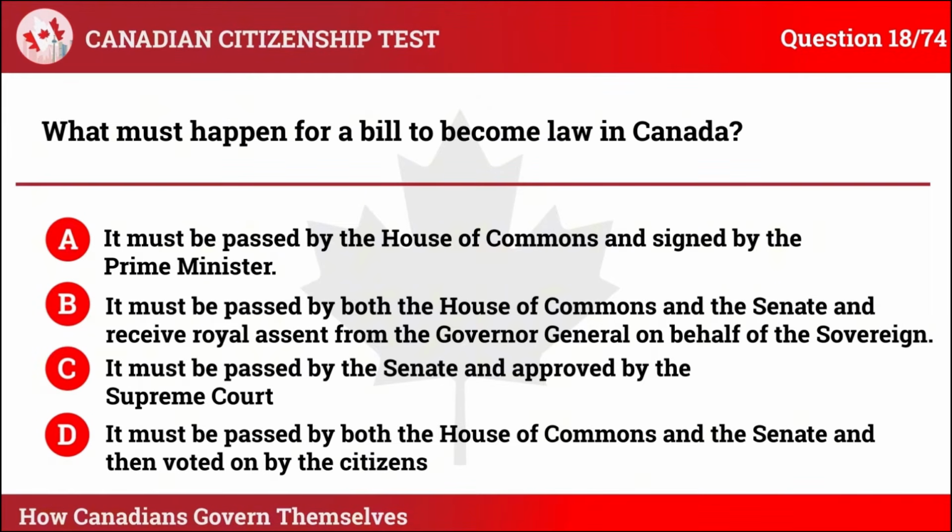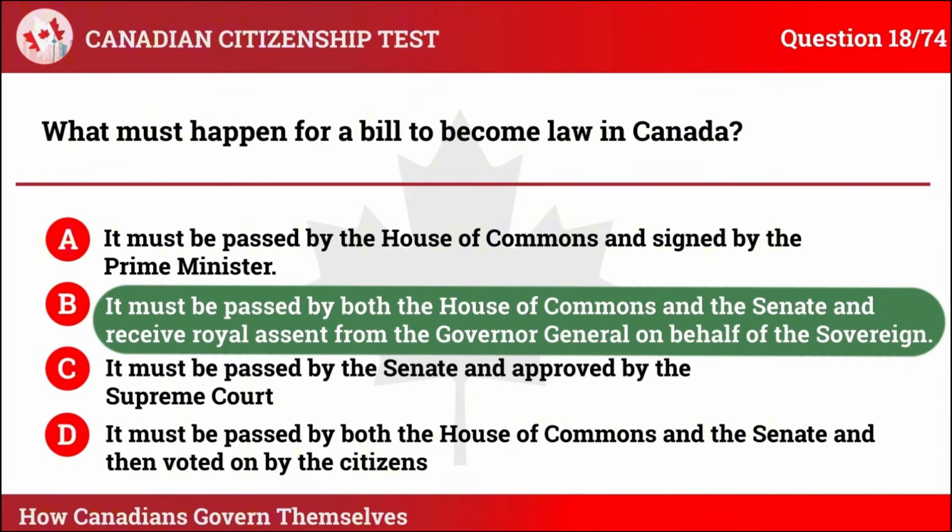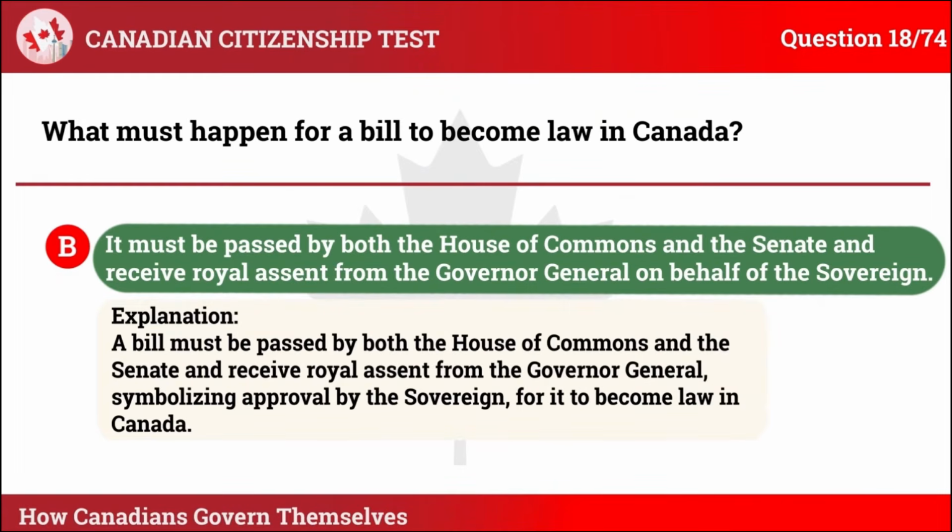The correct answer is B. It must be passed by both the House of Commons and the Senate and receive royal assent from the Governor-General on behalf of the Sovereign. Explanation: A bill must be passed by both the House of Commons and the Senate and receive royal assent from the Governor-General, symbolizing approval by the Sovereign, for it to become law in Canada.